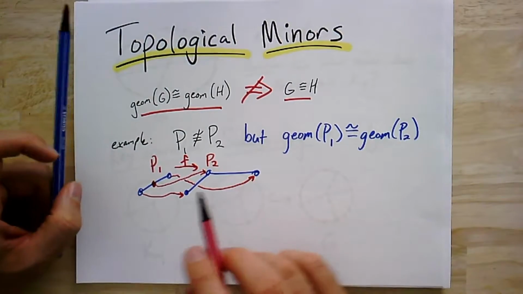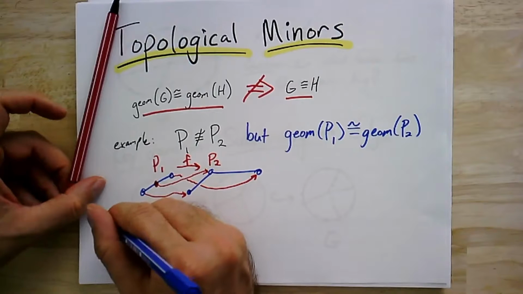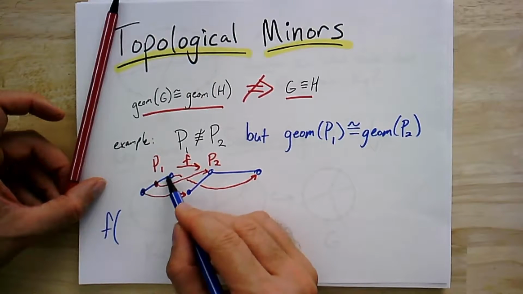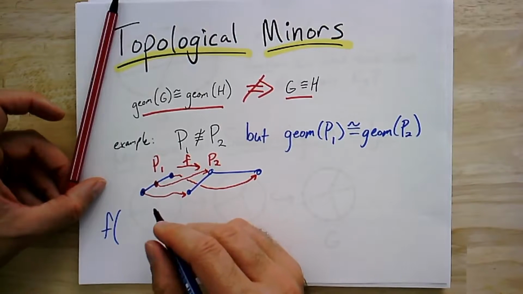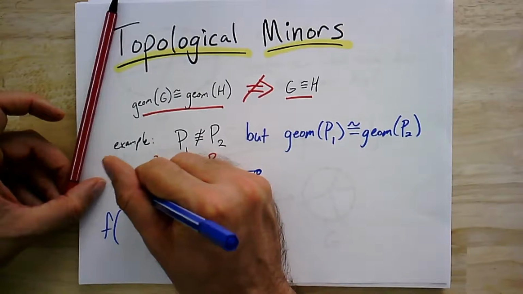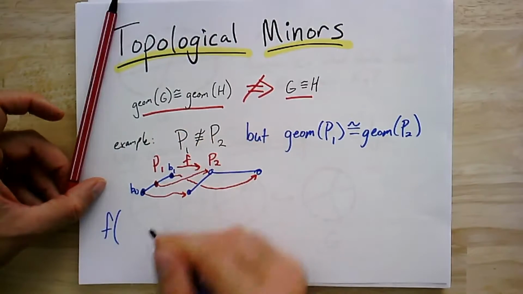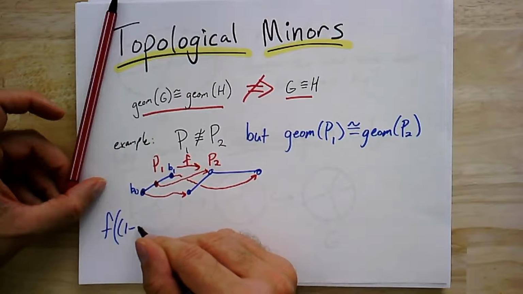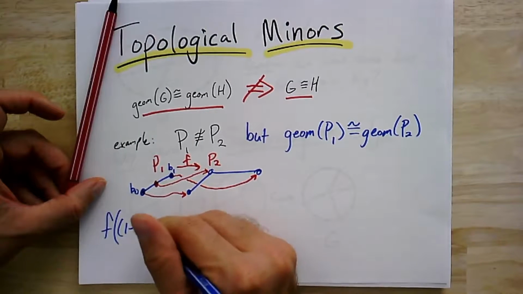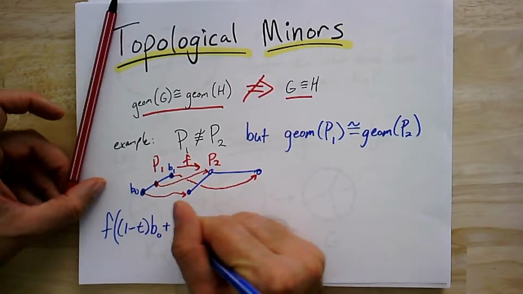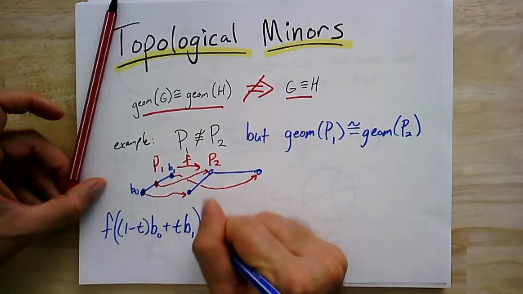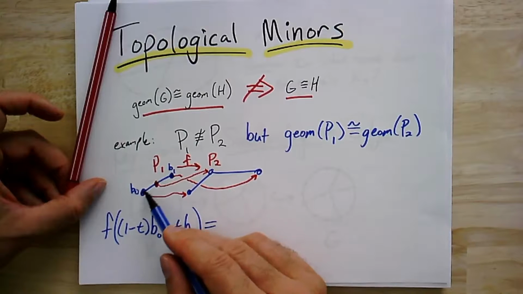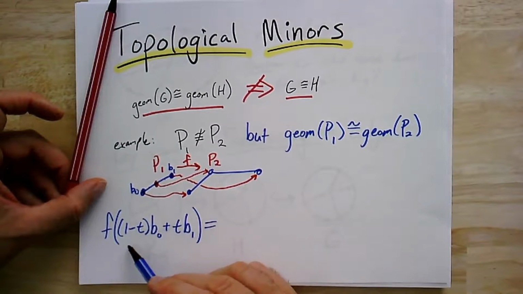Formally, it's not too hard to write down what this function should do, because the domain of this function is one line segment. So this is b0, b1, and we take a point (1 − t)b0 + t b1. That's how we parameterize the line segment, so every point in the domain is of this form.